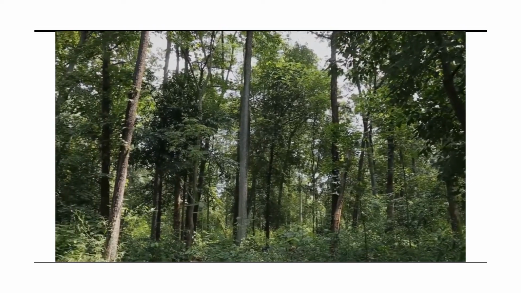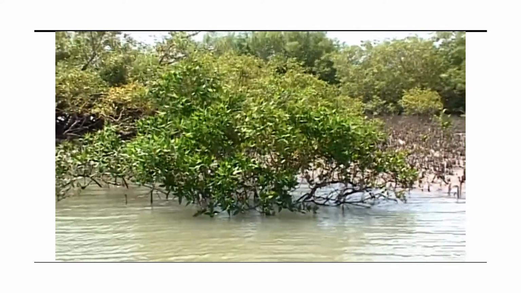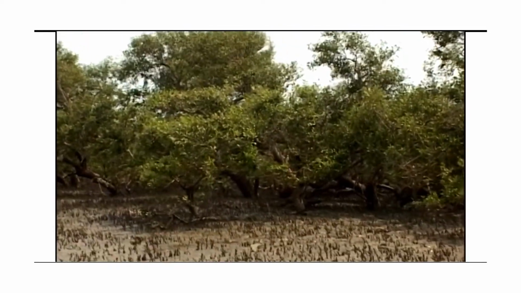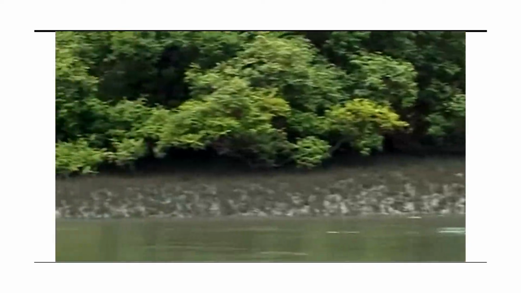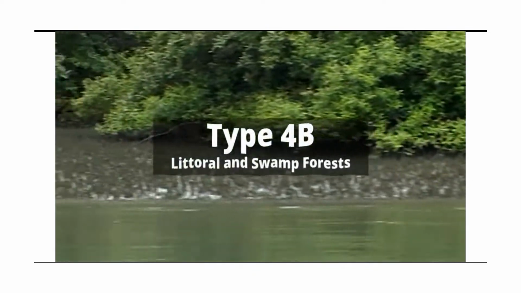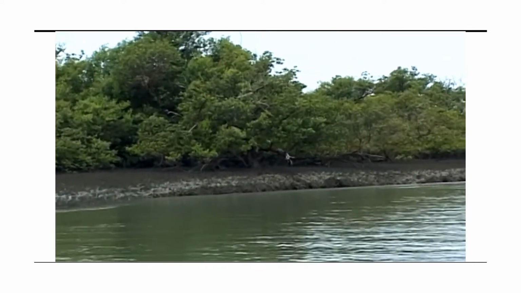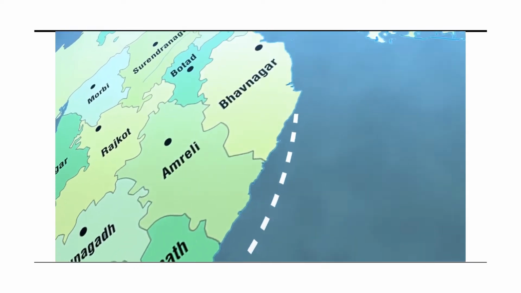Forests occurring around the sea are more or less gregarious forests of low height which occur in the sea, around the coast, along large rivers where they are critically dependent upon natural water level fluctuations. These forests are the type 4B littoral or swamp forests. These forests, known as mangrove forests, are distributed over 15 districts of the state.